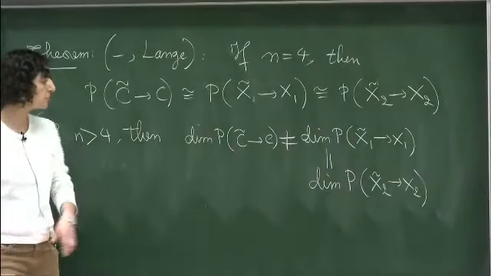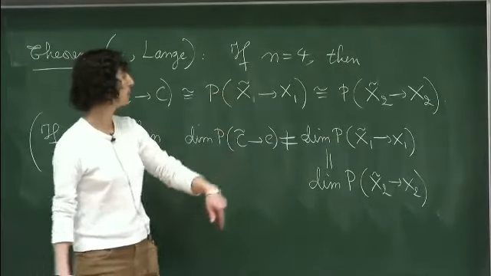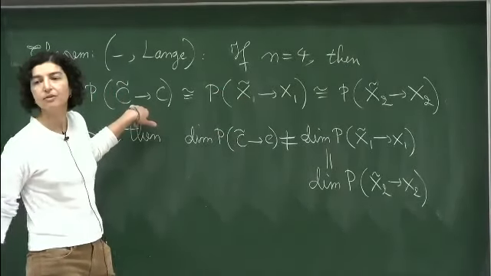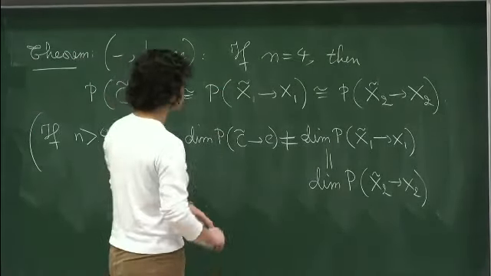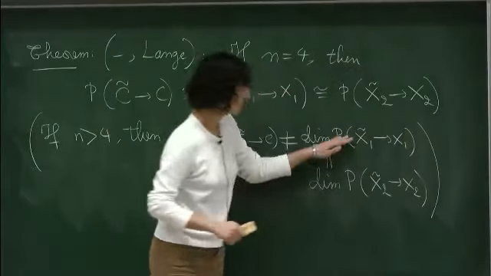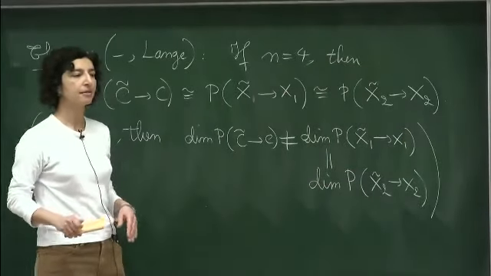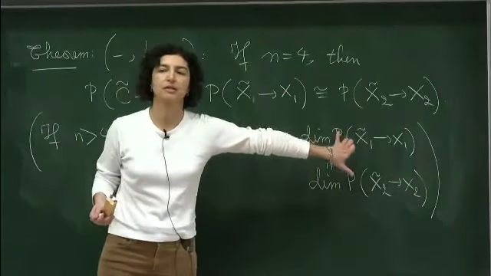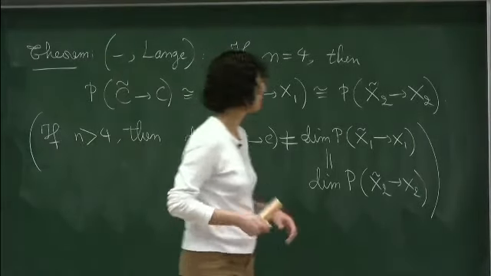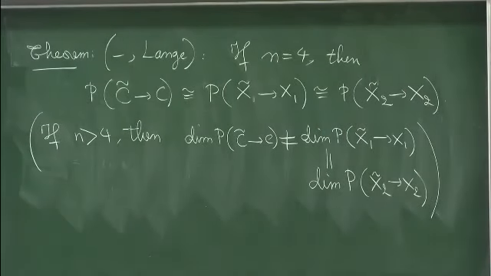So as I said, our proof goes through this one. So we prove that each of these is isomorphic to that. But if n is bigger than 4, these two still have the same dimension, but we don't know whether they're actually isomorphic. It's possible that they are. But anyway.